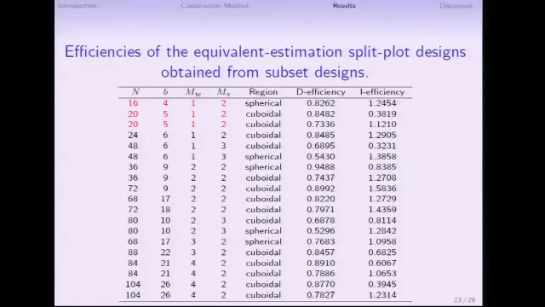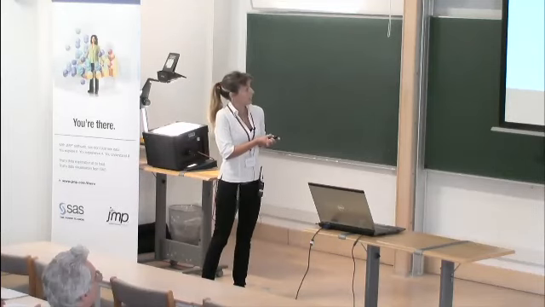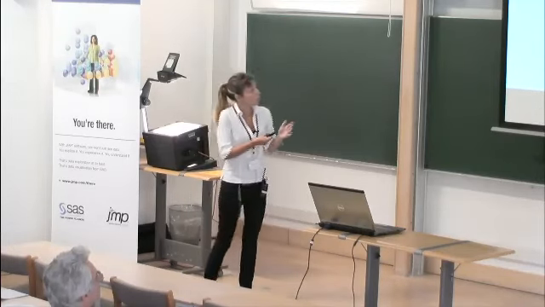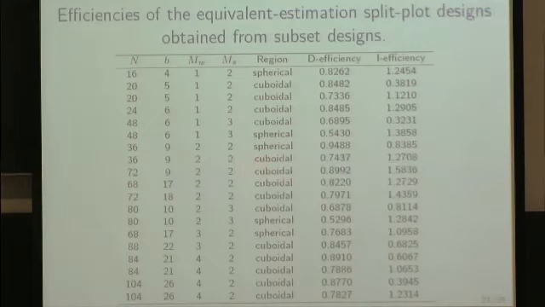So in this table, we can see the designs that we construct from the subset designs. The first column is the total number of runs. The second column, the number of whole plots. The third column, the number of whole plot factors. The fourth column, the number of subplot factors. Here we can see the region for which each design is more appropriate. So from the subset designs, we obtain designs that are maybe more appropriate for spherical or cuboidal design regions. And in the last two columns, we see the D-efficiency and the I-efficiency of the design.